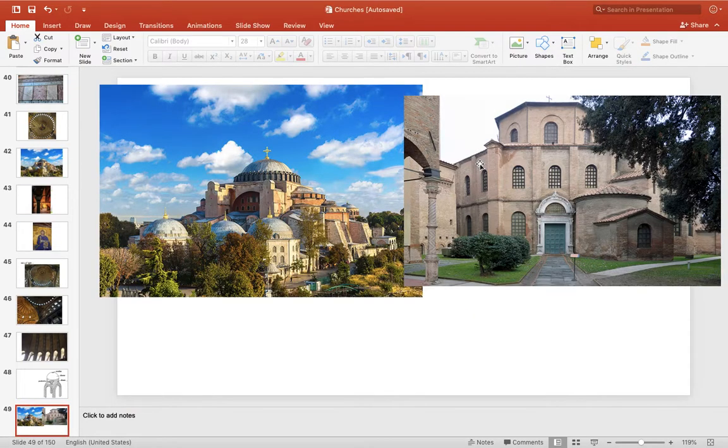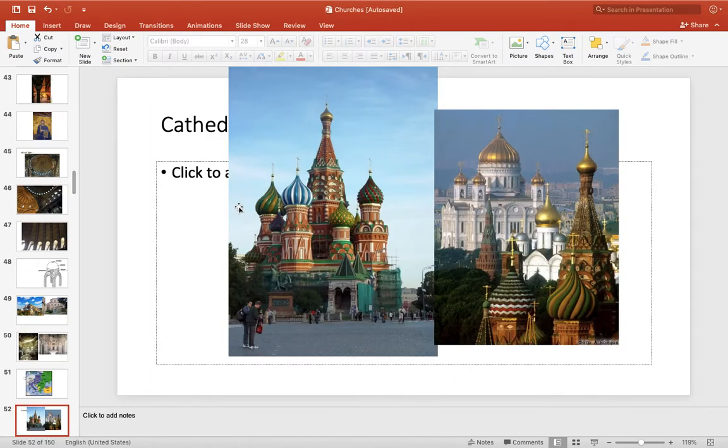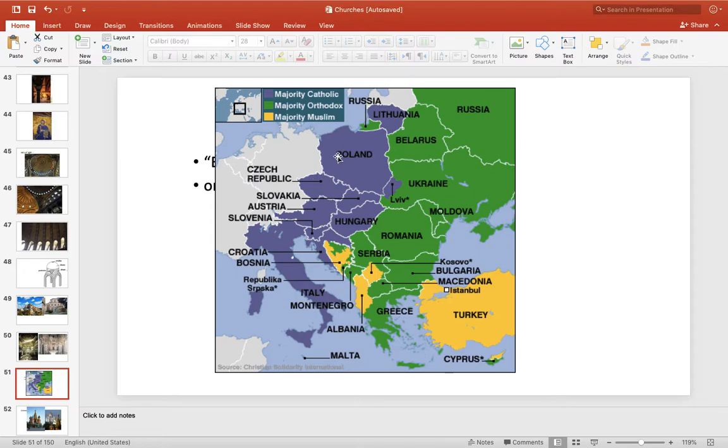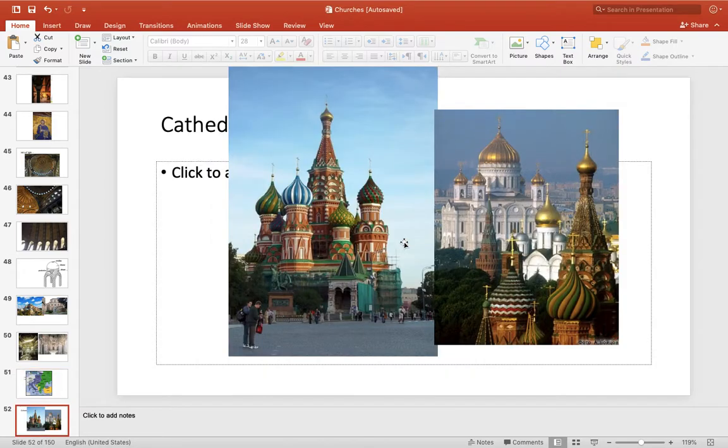All right, and that's San Vitale, Hagia Sophia. They're both Byzantine churches. There's just a map there. Over here is Catholic, and over here is Central Byzantine.